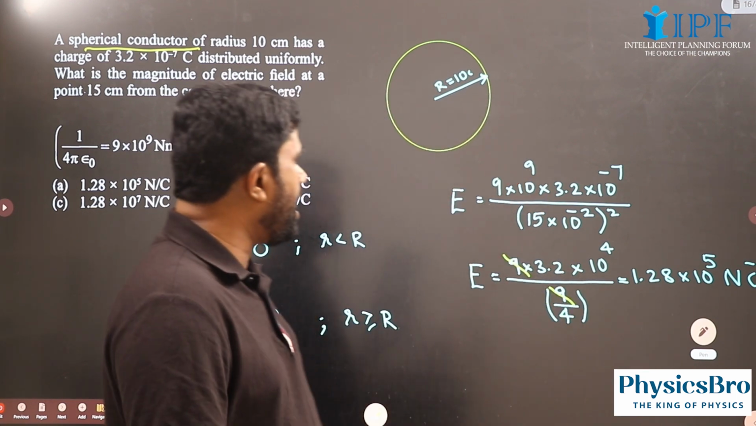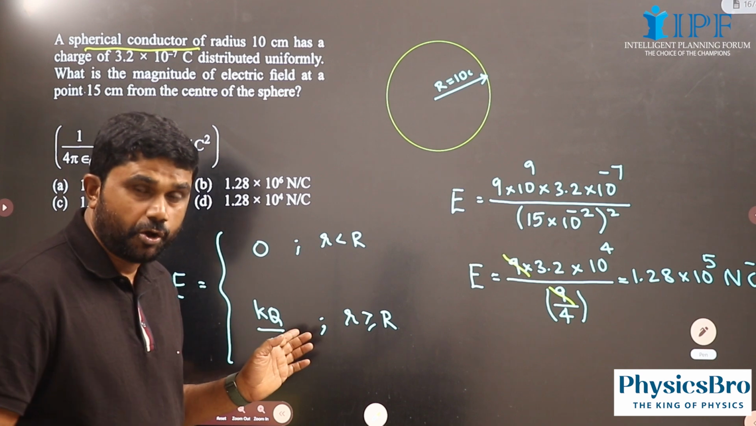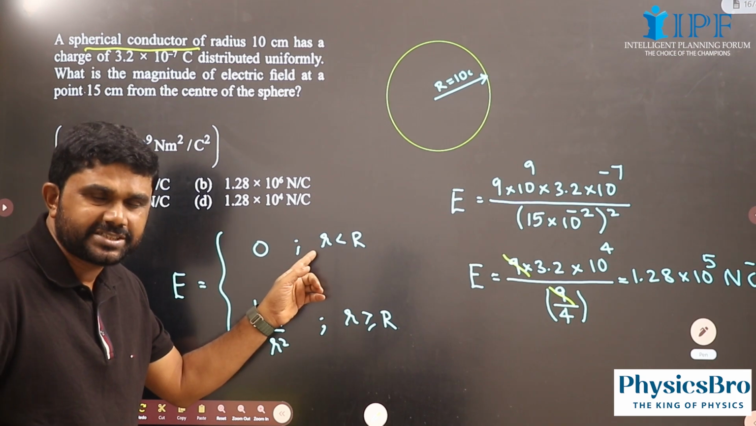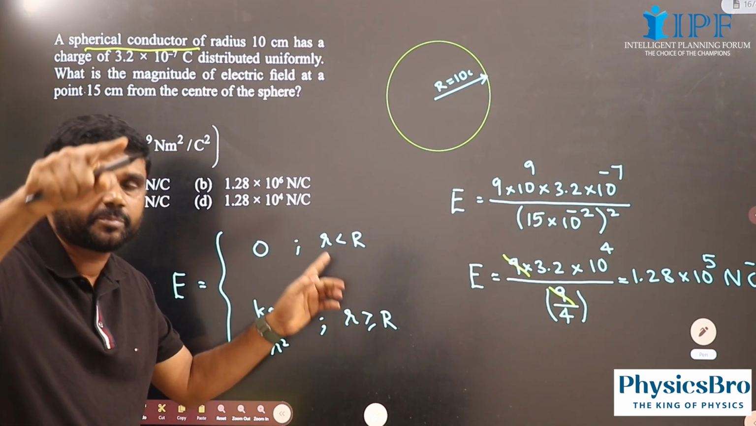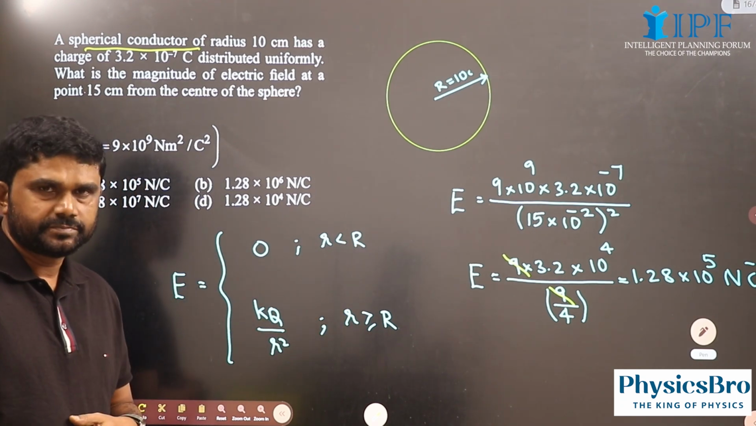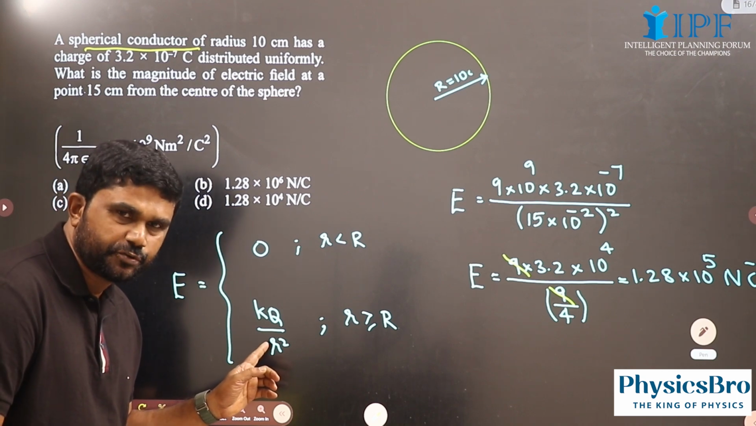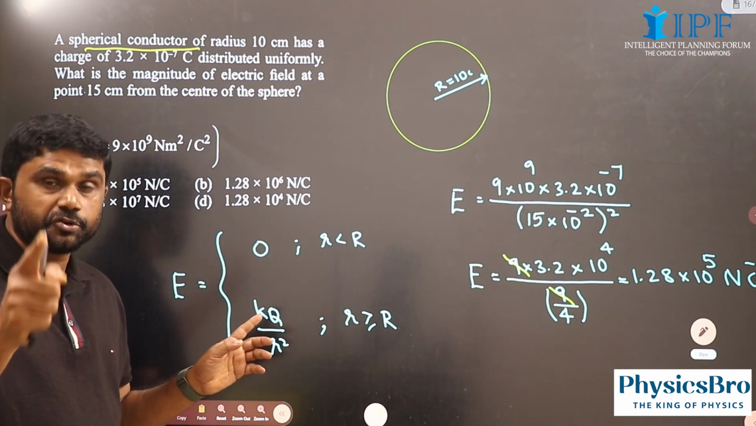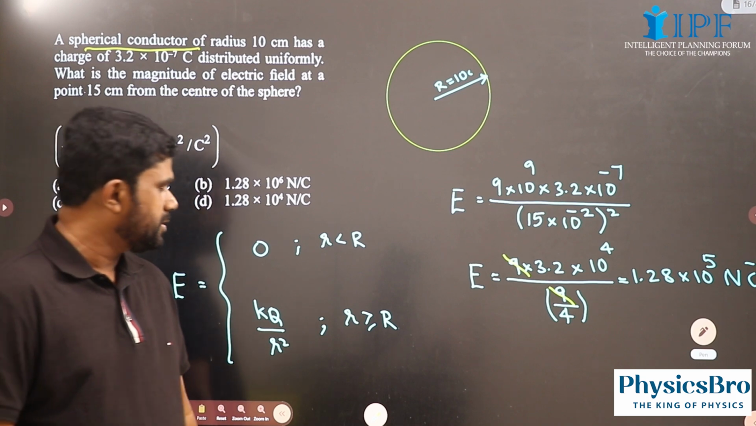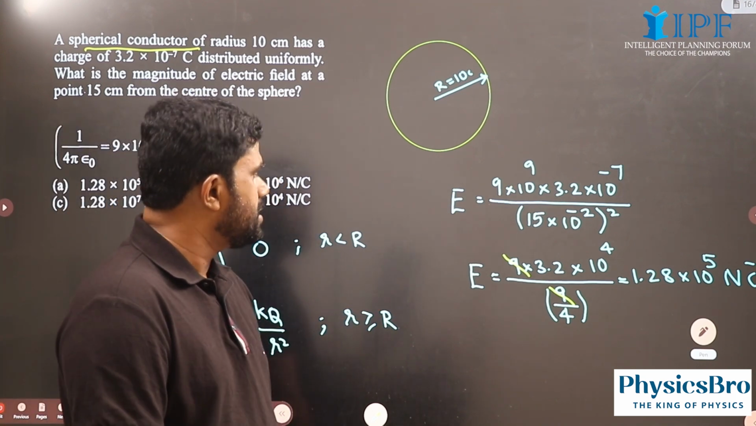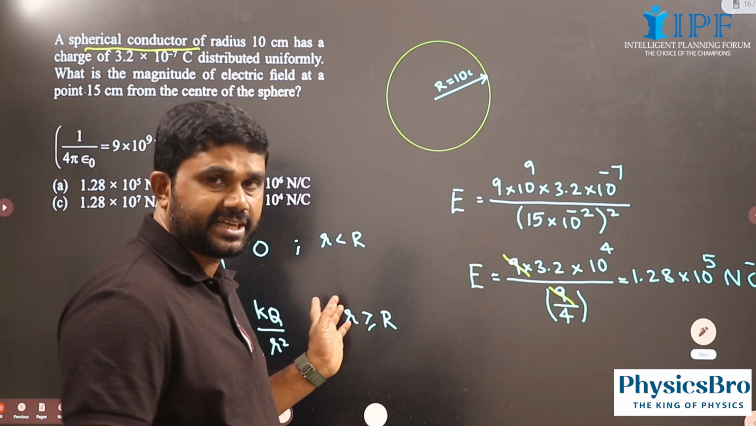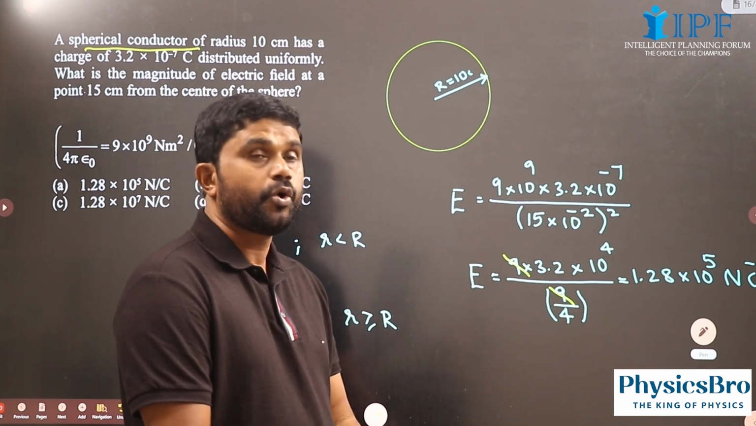And outside the sphere, see, this is the function of the intensity of electric field. Okay, it is equal to 0 as long as this r, which is the distance of the point of observation from the center, is less than the radius of the sphere, meaning the point of observation is inside. Field is 0. And this is the expression for the intensity of electric field outside. Okay, here small r equals 15 centimeter, that is more than the radius 10 centimeter. So we have to use this formula, where k equals 9 into 10 raised to 9, and charge is given as 3.2 into 10 raised to minus 7 coulombs. And this distance is 15 centimeters, so 15 into 10 raised to minus 2, whole square.